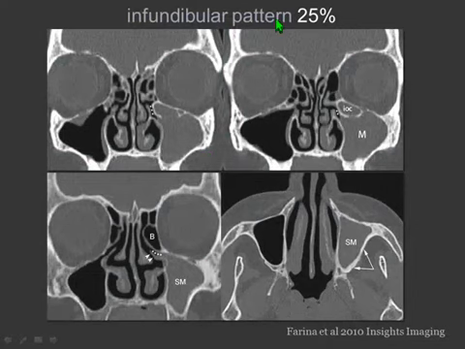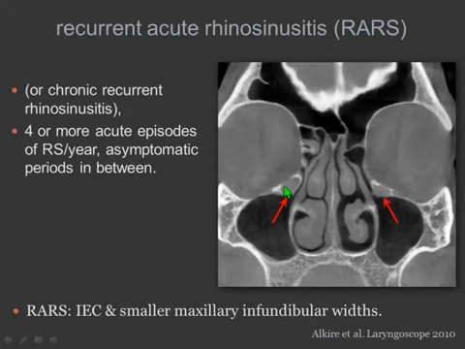The first pattern, maybe one of the most frequent, is the infundibular pattern, where the infundibulum, as you can see, is narrowed because we have an anatomic variant, the infraorbital ethmoid cell, and then we have thickening of the mucosa at that level. That is the situation that justifies the presence of fluid inside the maxillary sinus, and then thickening of the walls can also be detected, and this is a finding suggesting chronic inflammation. Also, cone beam CT can be very useful for this task.